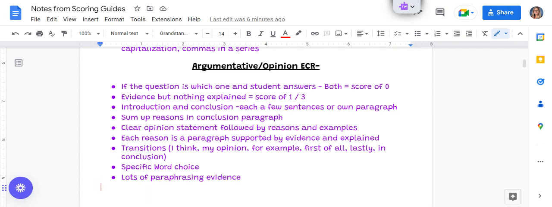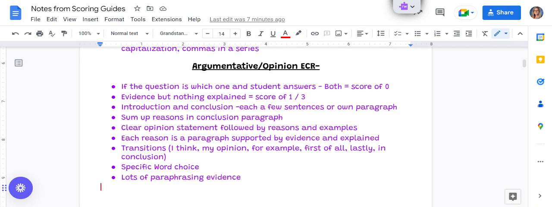So that's the biggest difference about opinion writing. And I do have a sample of that where I wrote the introduction and then I summarize the reasons. And then each paragraph gives a reason and then the evidence and then explanation. So it kind of follows that pattern. Clear opinion statement at the beginning, followed by reasons and examples.